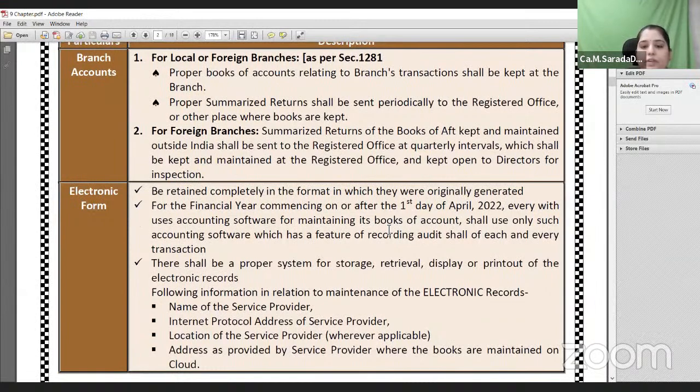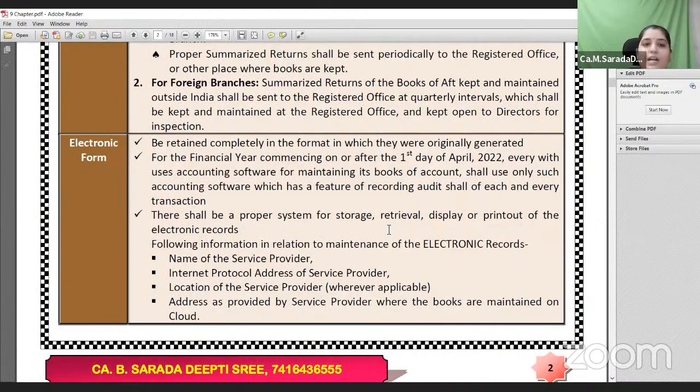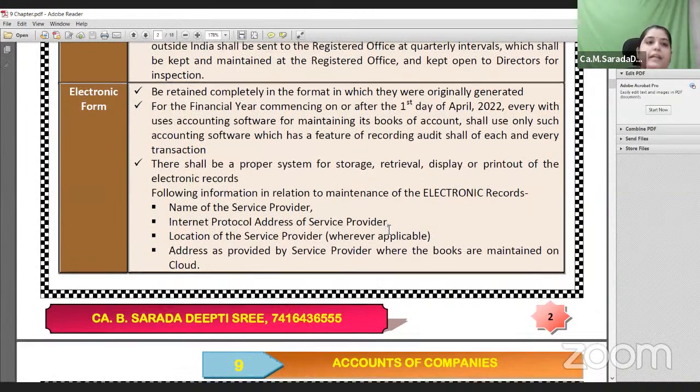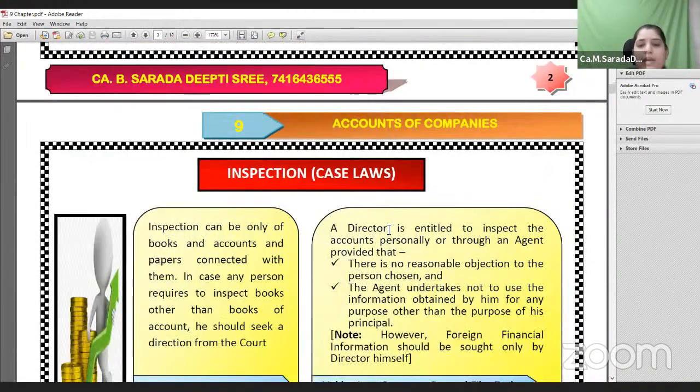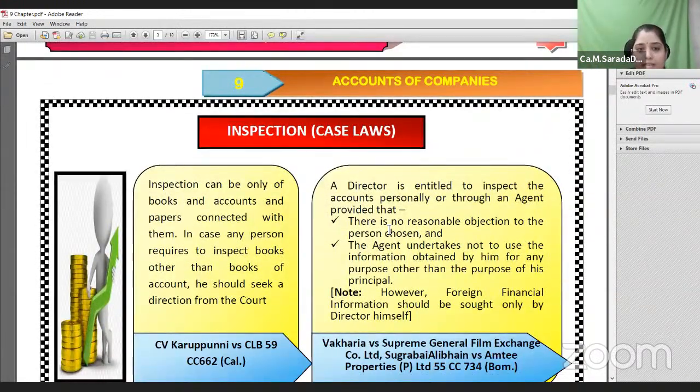But the system for storage, retrieval, display, and printout of these electronic records should be proper. And they should also specify the name of the service provider, the internet protocol address of the service provider, and the location of service. All these details should also be mentioned to the ROC if the books of accounts are maintained in an electronic form.